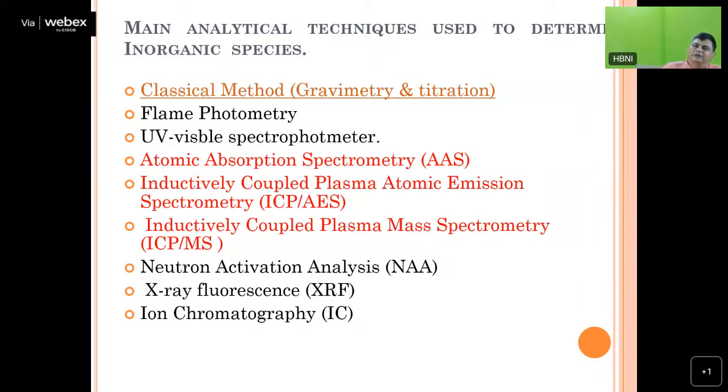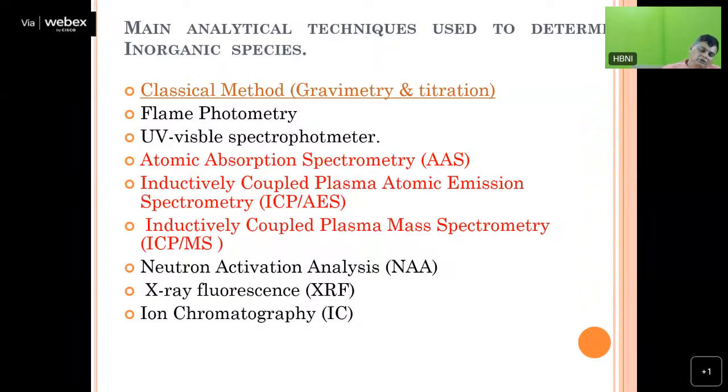Then we have inductively coupled plasma mass spectrometry. See, most of the 40% to 50% of determinations have been done by these three techniques: atomic absorption spectrometry, ICP-OES, and ICP-MS. Then we have neutron activation analysis, X-ray fluorescence, and ion chromatography.